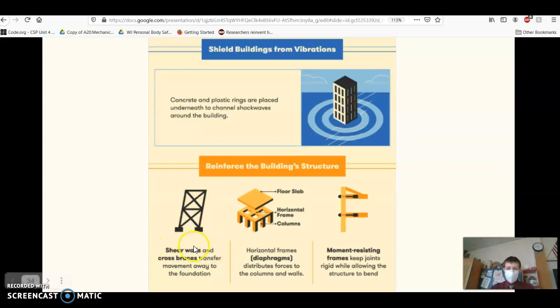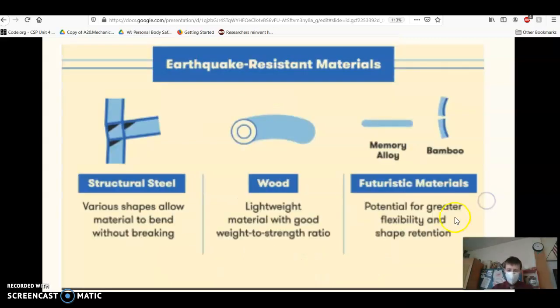Having what's essentially a truss-like construction inside your walls will keep your walls from crumbling. So this won't prevent the building from being damaged, but it'll prevent your walls from collapsing, thereby keeping the people safe. You can separate the floor slab from the bottom using these columns on a horizontal frame. And the idea there is you can distribute the force a little bit more evenly along the wall.